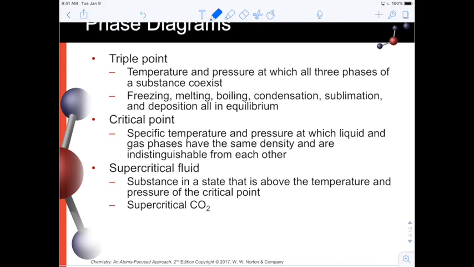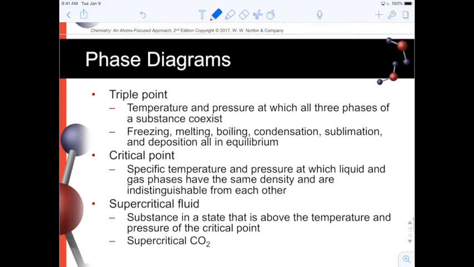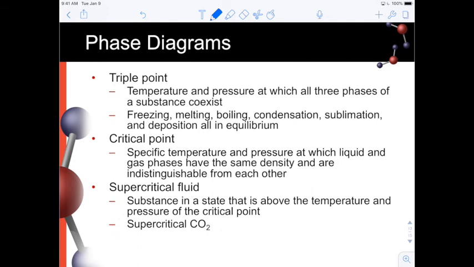The critical point is a specific temperature and pressure at which the liquid and gas phases have the same density and are indistinguishable from each other. And going above that critical point results in a supercritical fluid. Supercritical fluids have a lot of practical applications. Just to give you one example is in dry cleaning. Now you can use supercritical fluids like supercritical carbon dioxide as opposed to some of the solvents that used to be used, which are toxic and some are carcinogenic. So that's a good advance in green chemistry.